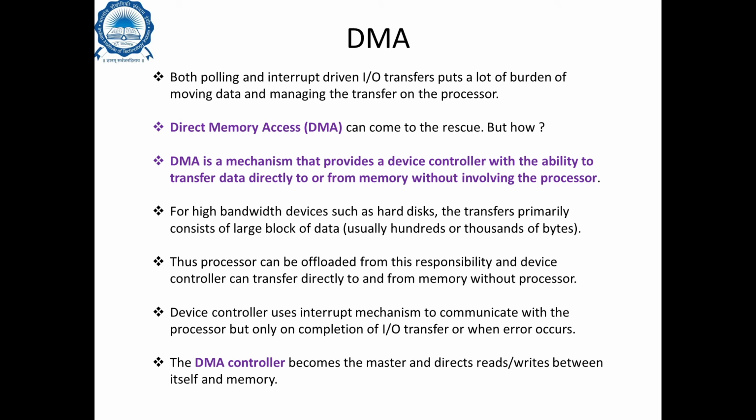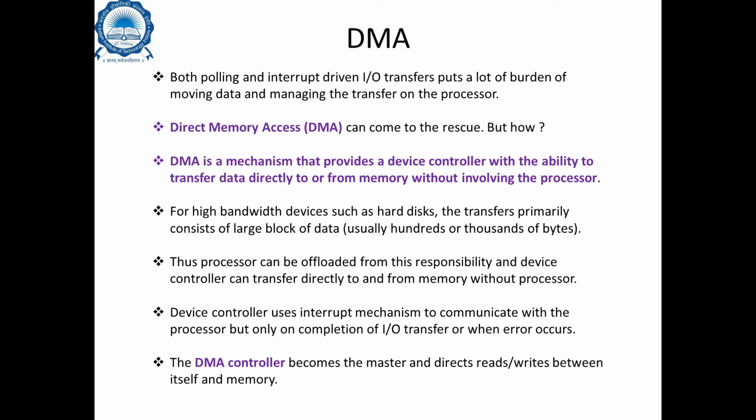So do we have a better option than both polling and interrupt driven IO? Yes, we have an alternative option, and this option is known as DMA, direct memory access. Both polling and interrupt driven IO transfers put a lot of burden on the processor, the burden of moving data and managing the transfers. So how can DMA help?